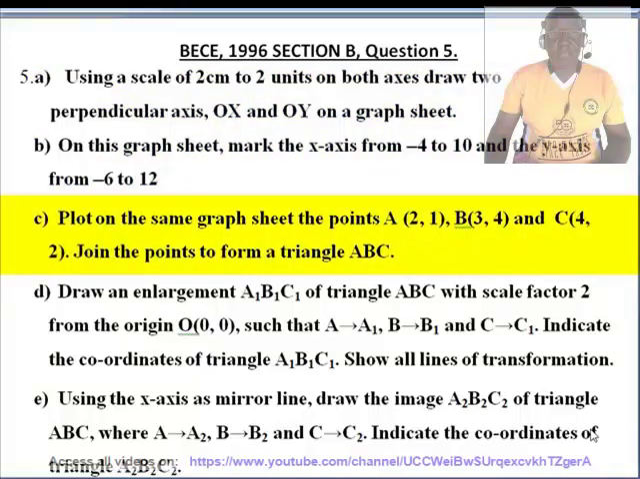5C. Plot on the same graph sheet the points A with coordinates 2, 1, B with coordinates 3, 4, and C with coordinates 4, 2. Join the points to form a triangle ABC.